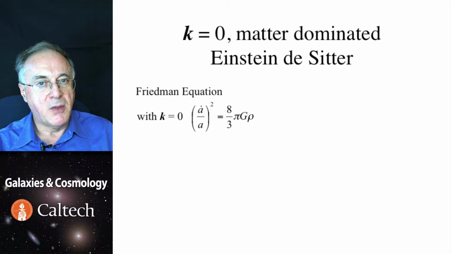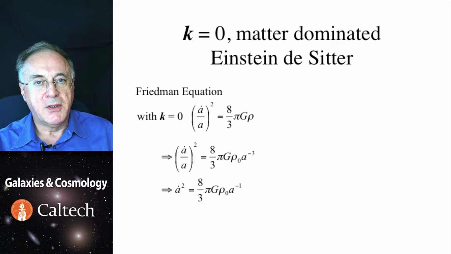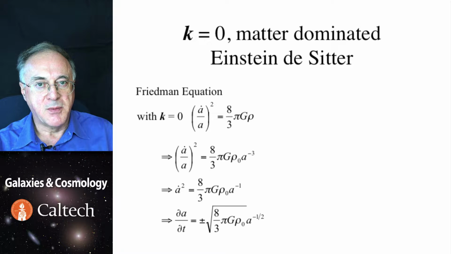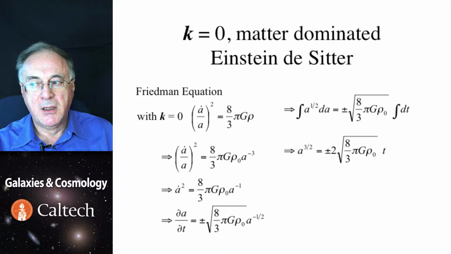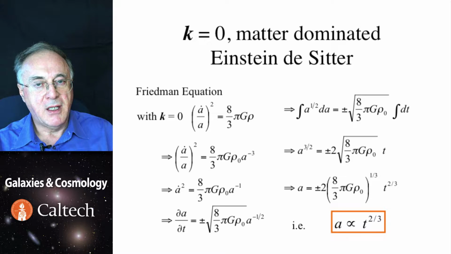We'll start with the Friedmann equation, which we can then rewrite in the following form. From that, we can see the value of the time derivative of the scale factor, a dot, or expressed explicitly as a time derivative, it is plus or minus the square root of the quantity shown there. This is very easy to integrate, as shown here, and the solution is shown here. We can just rewrite that and see that in the matter-dominated phase, the universe expands as a 2/3 power of the time.